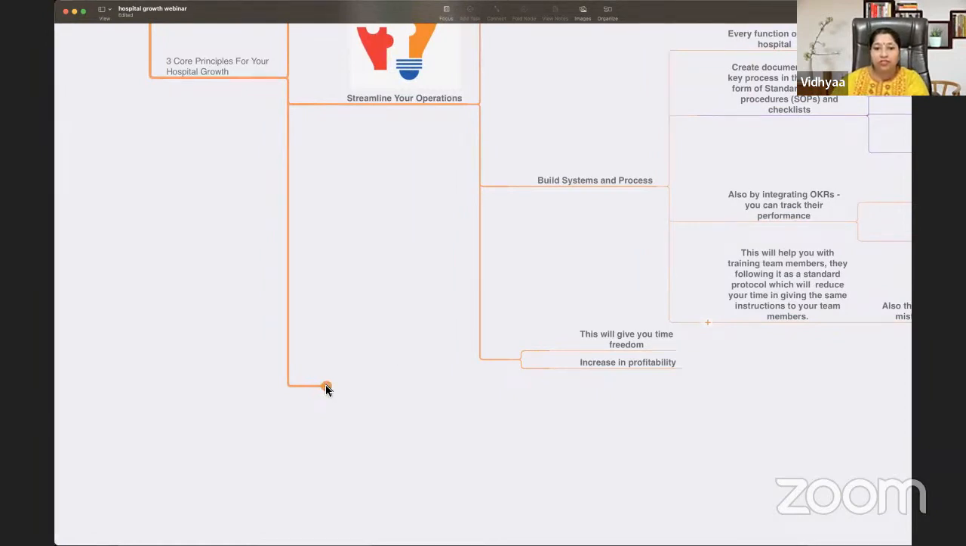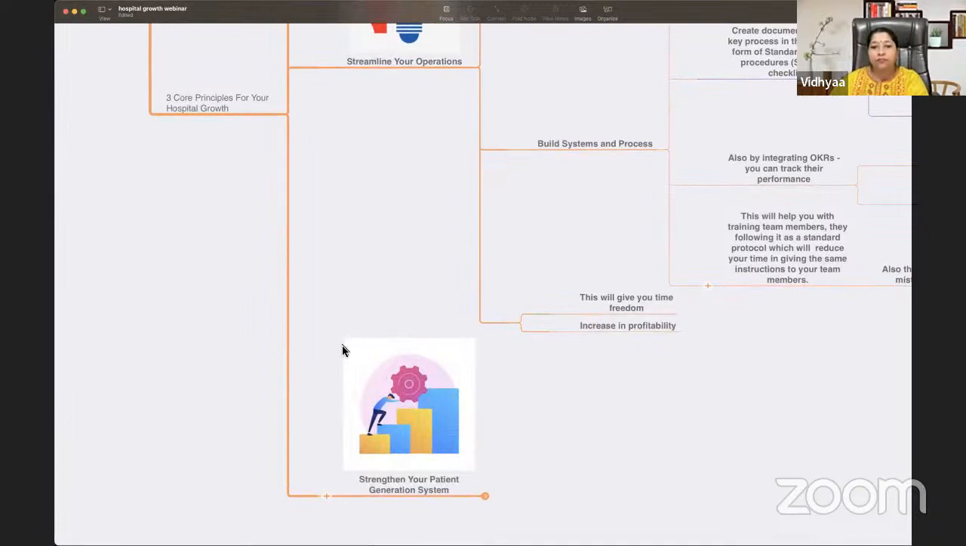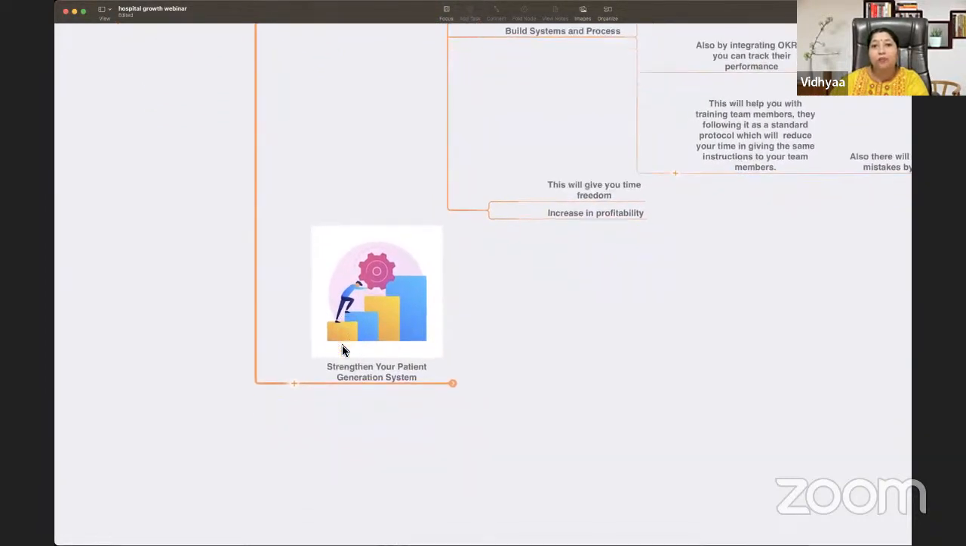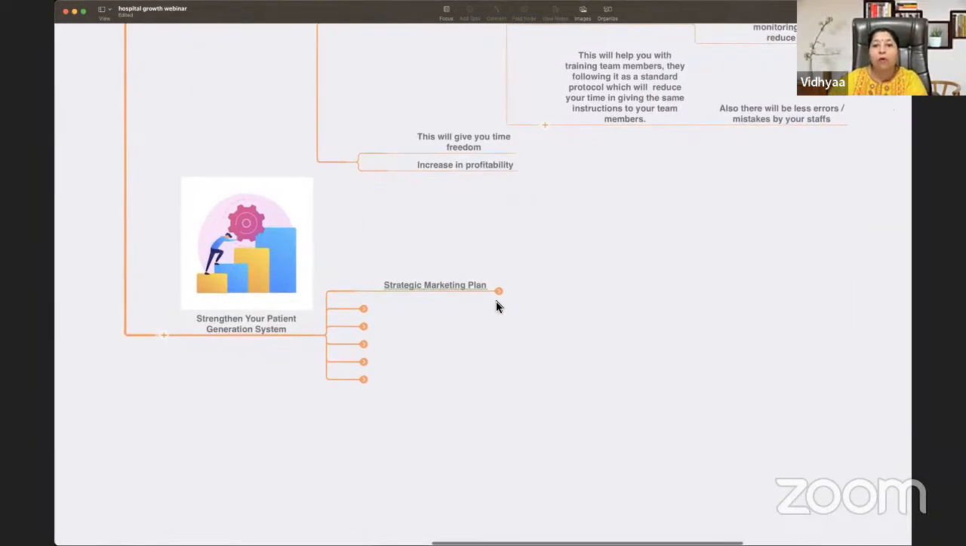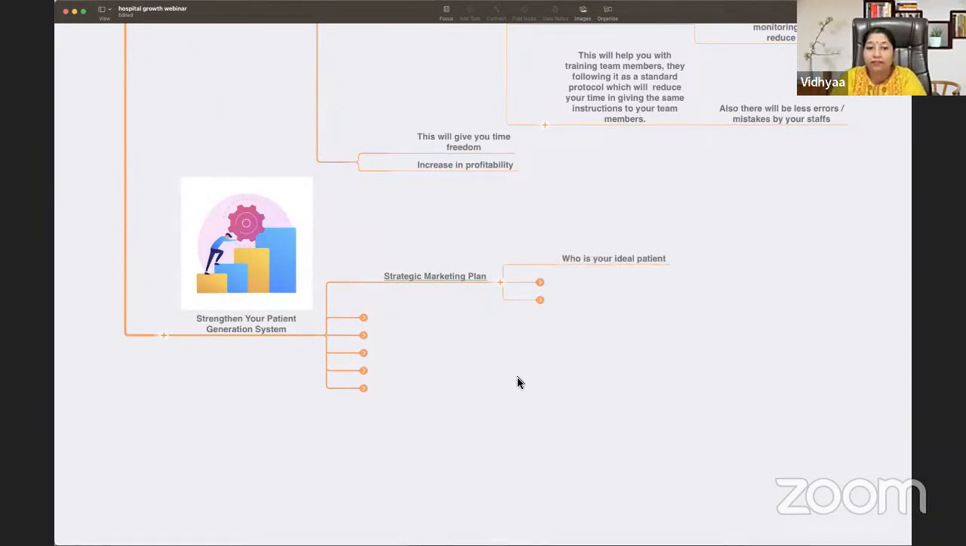So this is how you have to go about setting up systems and processes which will streamline your operations. The third principle is you should strengthen your patient generation system. This is one activity, as I mentioned, which is important, which is marketing. Marketing has to be done every single day of your practice. So how can you go about it? You have to create a strategic marketing plan. So what is a strategic marketing plan?